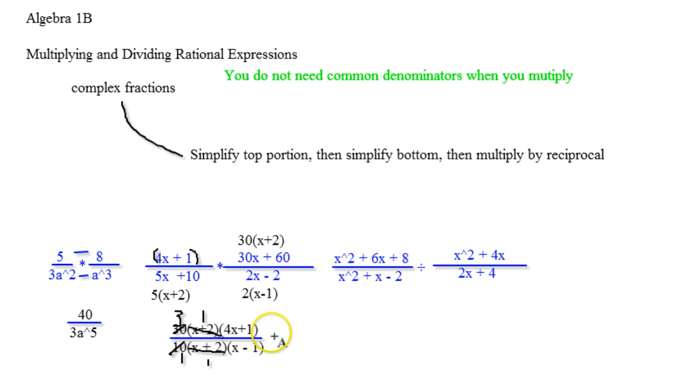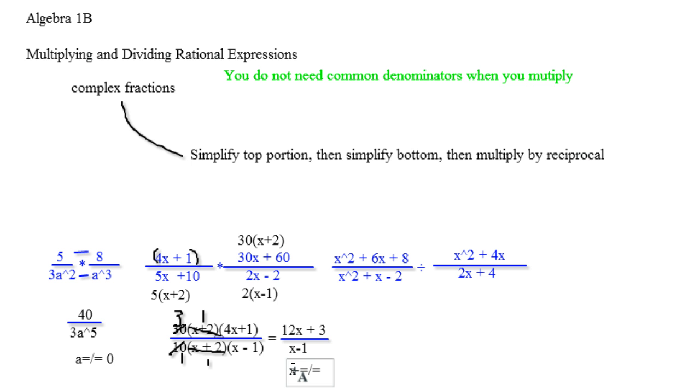Now you can feel free to go ahead and distribute if you want, if you're really needing to. And you could get 12x plus 3 on top, and then on the bottom you're just going to have x minus 1. Now you do need to still state your extraneous solutions. Notice how I didn't state any extraneous solutions because obviously a cannot be 0 over here. But right over here we already know x cannot be 1, but we also need to remember that x cannot be 2.